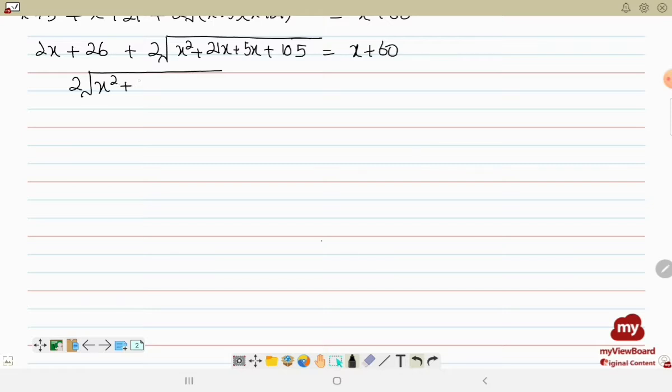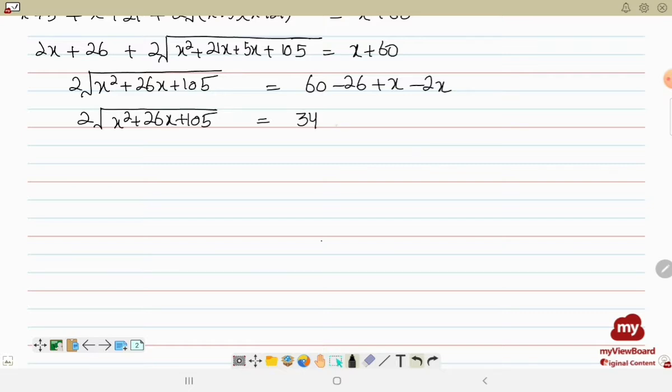We'll solve it. 21x plus 5x becomes 26x plus 105, and here we have 60 minus 26 plus x minus 2x, right? So we'll just solve the right hand side. We'll just simplify it. So here we'll get 34 minus x. So our type 2 is converted into type 1. We are left with one radical sign.